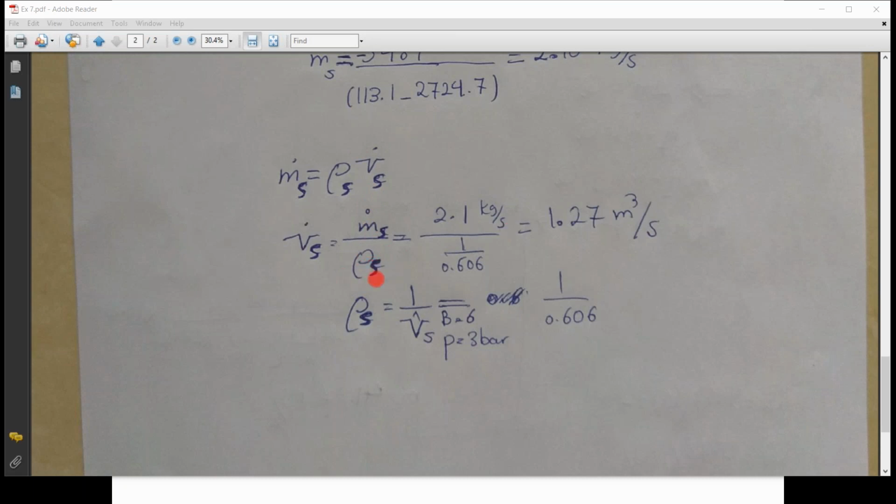We can reach the density of the saturated steam because we can calculate the density as the reverse form of the specific volume. Because it is for water, you can read the specific volume for saturated steam from the table. We know the pressure is 3 bar. We can refer to B6 and read the specific volume. The reverse of the specific volume is the density. As you know the density, then you can calculate how much steam you need for the assumption that the question asked for. That is 1.27 meter cube per second.